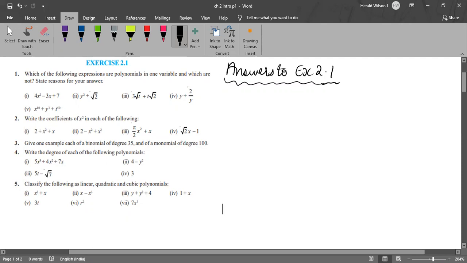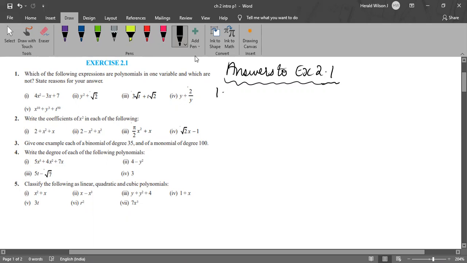So if you have your textbook, open your textbook up and a piece of paper and of course your device in which this video is playing. Or if you do not have your textbook, I have the PDF page right here as you can see. So from here itself we will solve it. Okay, so answers to exercise 2.1. Let's start with the first question.